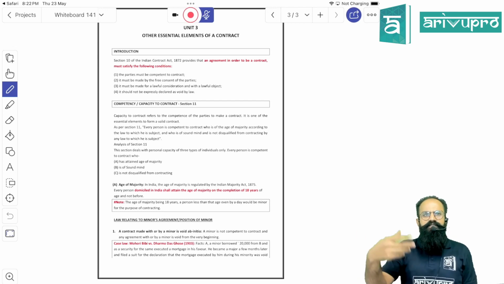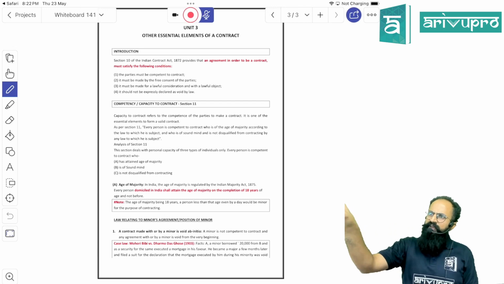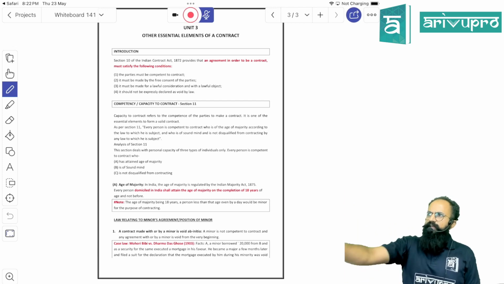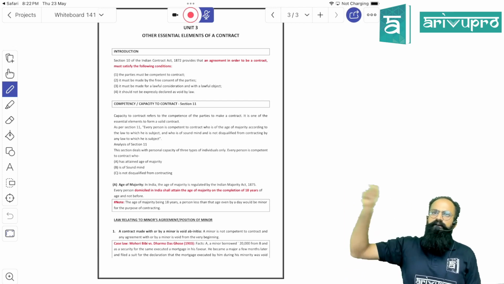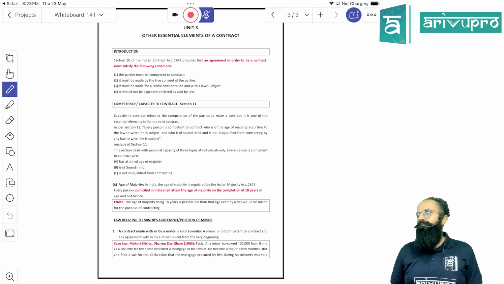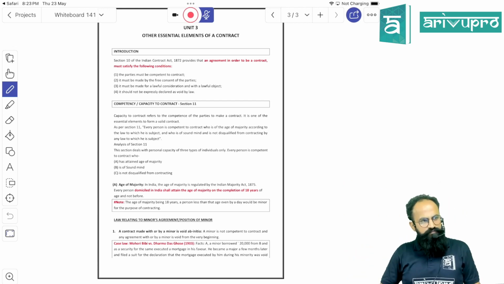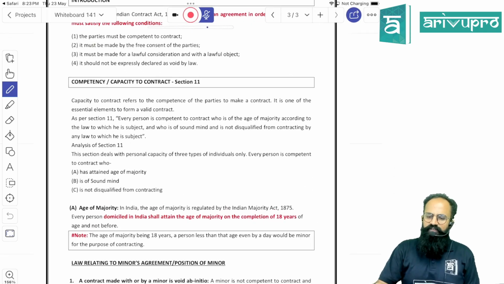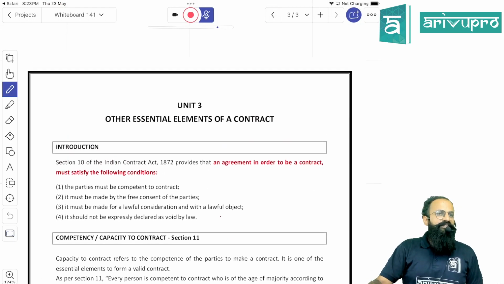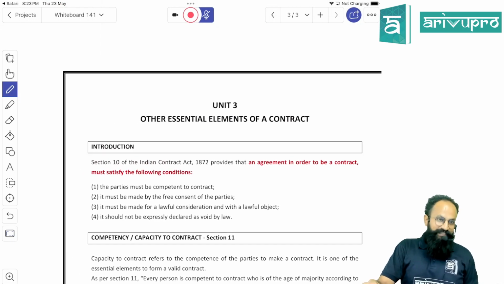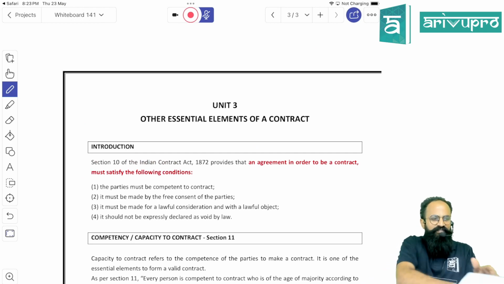Let's revise. Wherever you have seen the case laws, write them down and try to revise them. We'll see. I'll try to make your life easy, don't worry. Okay, done.